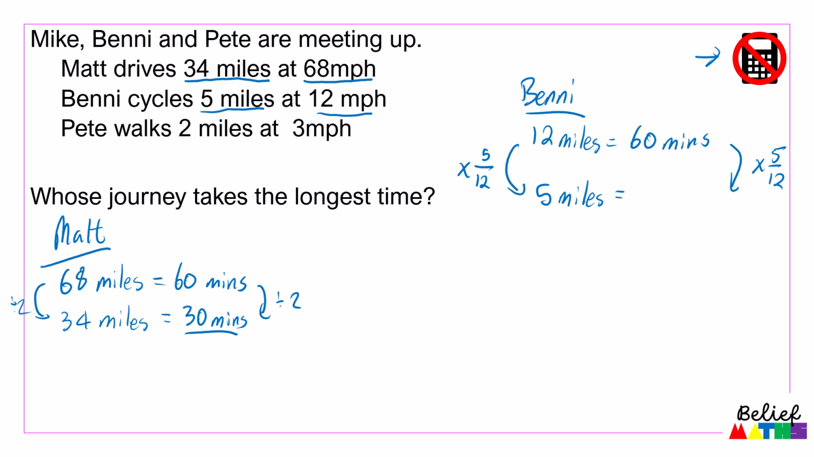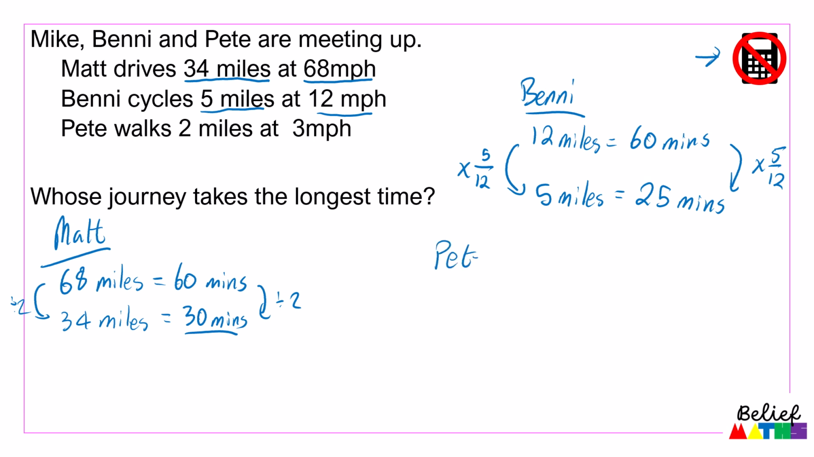Now remember, when we're multiplying by a fraction or finding a fraction of an amount, as we saw in an earlier video, we divide by the bottom and times by the top. So 60 divided by 12 gives us 5, and then 5 times 5 is 25. So it takes Benny 25 minutes. So far Matt takes the longest amount of time.